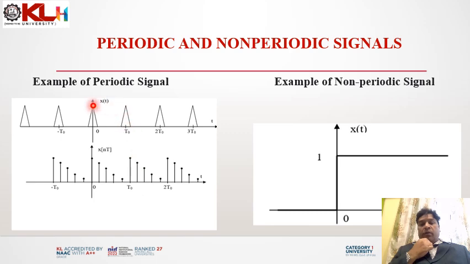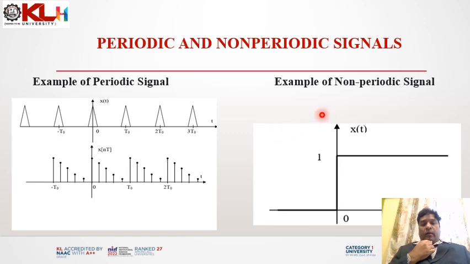Now, we are showing the pictorial description of a periodic signal. Here we see a triangular signal getting repeated at different intervals of time. Here we can see another shape of a periodic signal, and this is a discrete-time periodic signal.